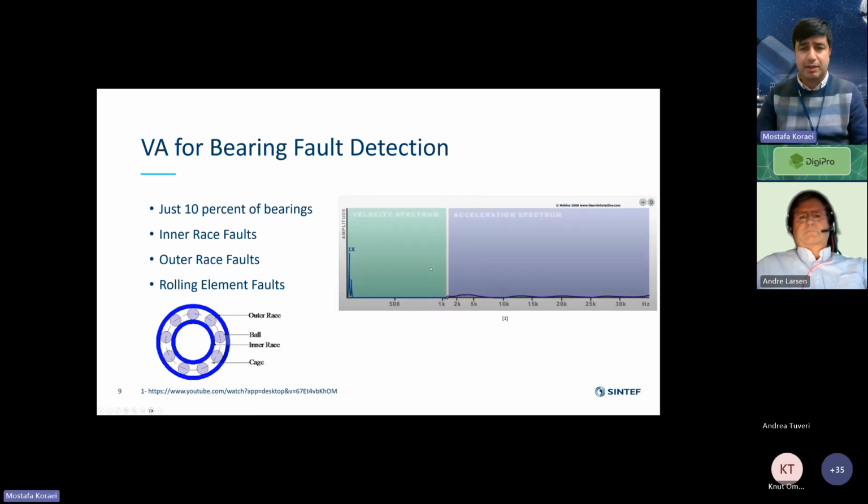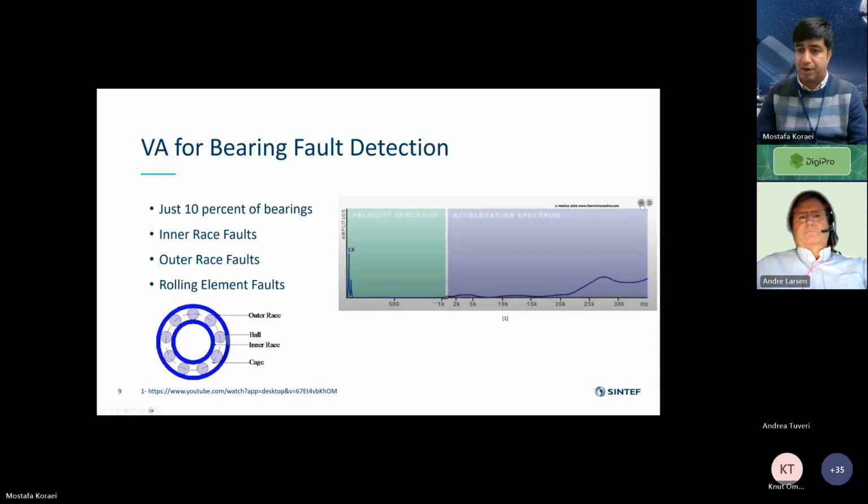What I want to show, and I will come back to it later, is that it is important to see that when there is no issue, we have quite a low spectrum from 1 kilohertz to 30 or over 30 kilohertz.